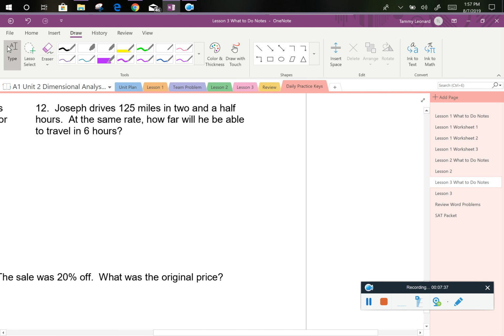Joseph drives 125 miles in 2.5 hours. At the same rate, how far will he be able to travel in 6 hours? So 125 miles in 2.5 hours. Actually, this problem was on a previous note sheet. We can skip this one. This is from the proportions notes. We did this problem in lesson 2.